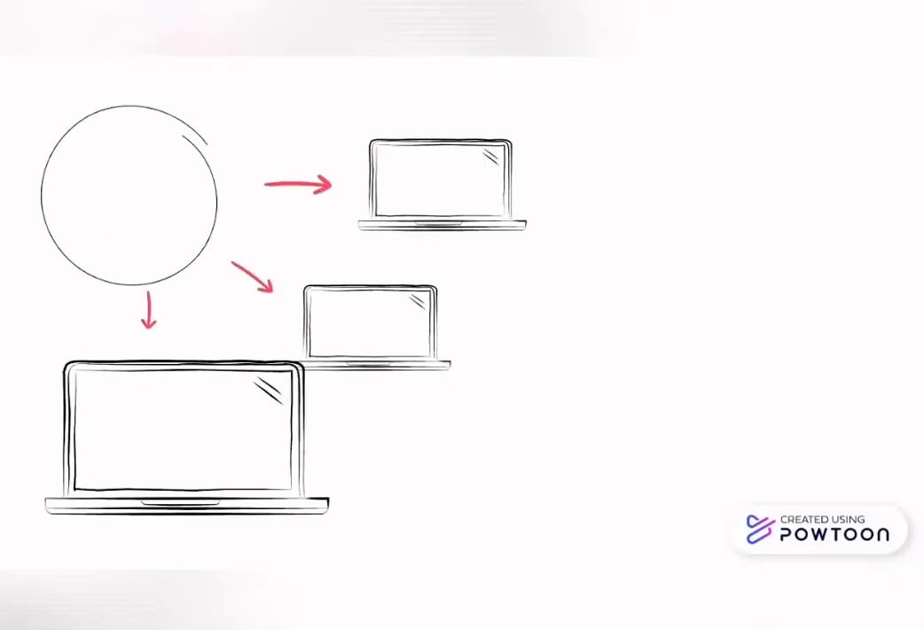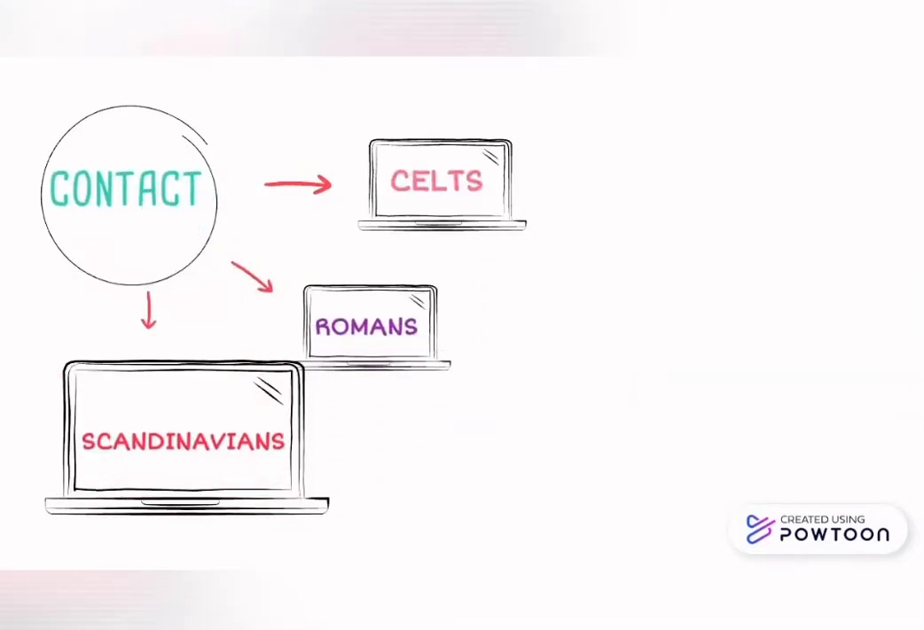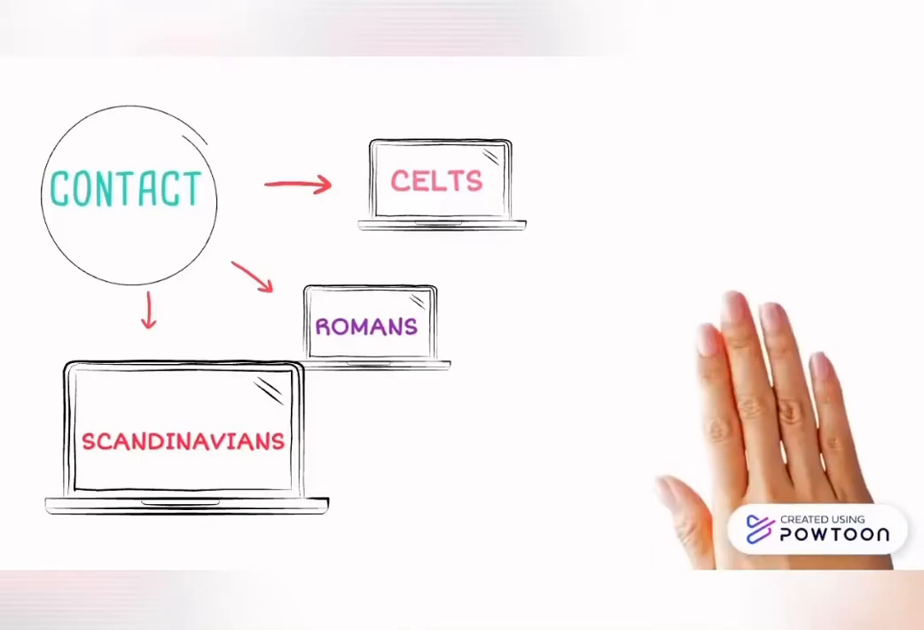During the first 700 years of Old English existence, it was brought into contact with three other languages: those of the Celts, the Romans, and the Scandinavians.